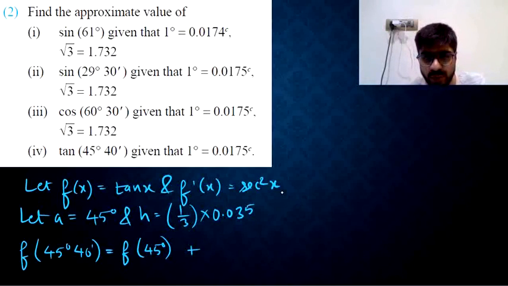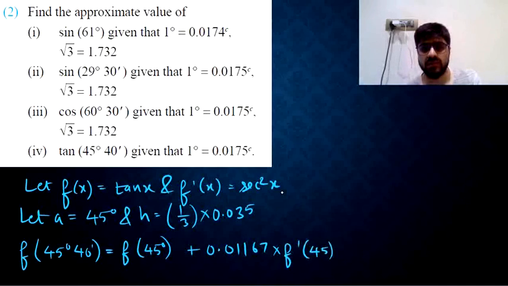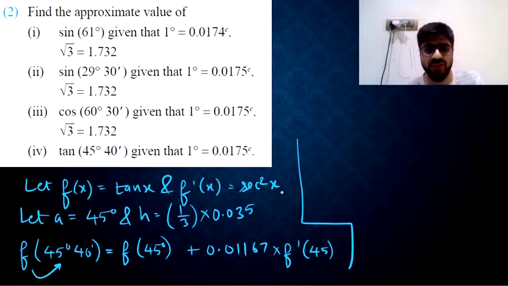And 0.035 upon 3, that's going to be 0.0167. So let's take it approximately as 67. And I'll multiply that with, so this is h into f dash a, that is f dash 45. Let's continue with the numbers. So f of 45, that's going to be tan 45, which is equal to 1. So f of 45 degrees 40 minutes, that's tan of 45 degrees 40 minutes.